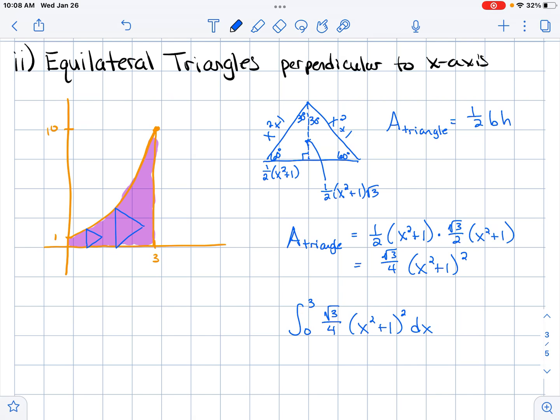Okay, that's the gist of this, and different shapes could happen. We could put semicircles on this, and you would just find the area of half of a circle and infinitely integrate that as well. Okay, go give it a try.